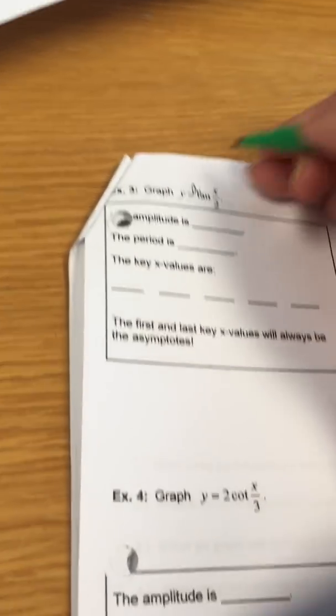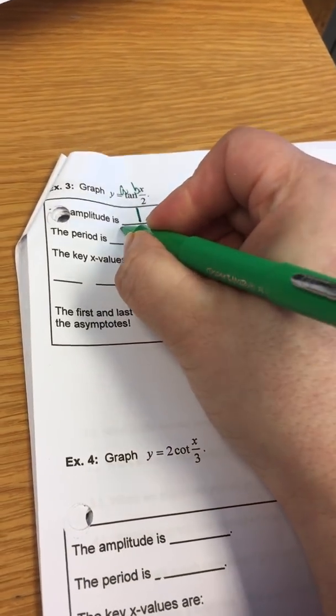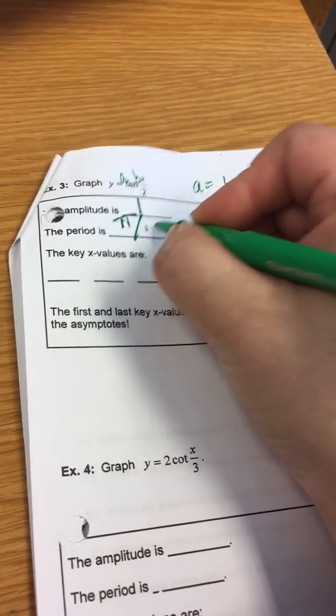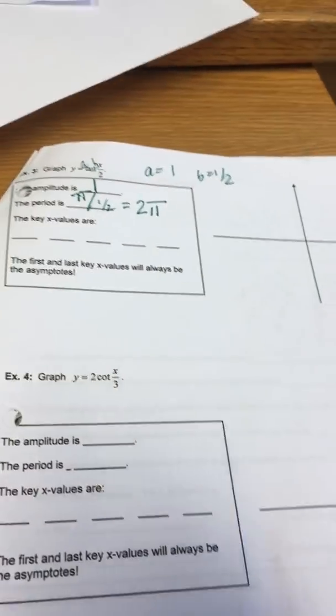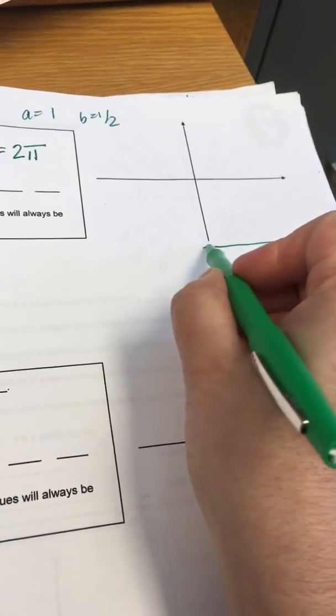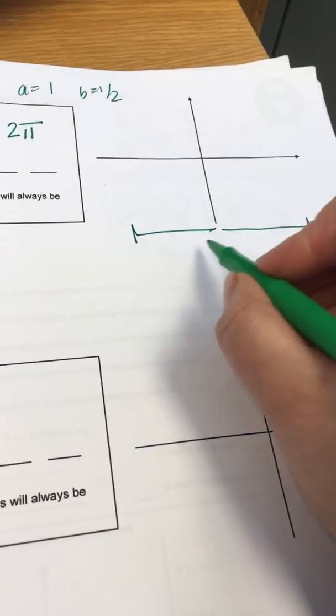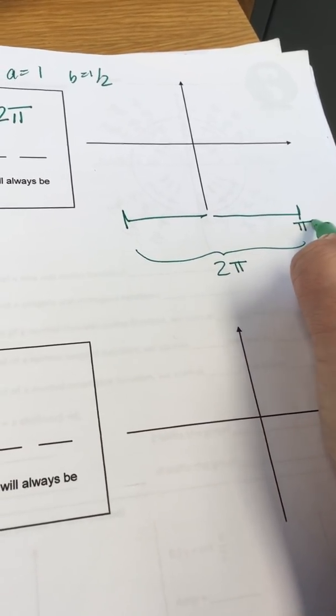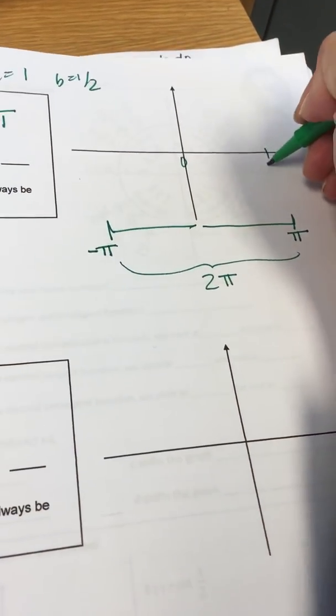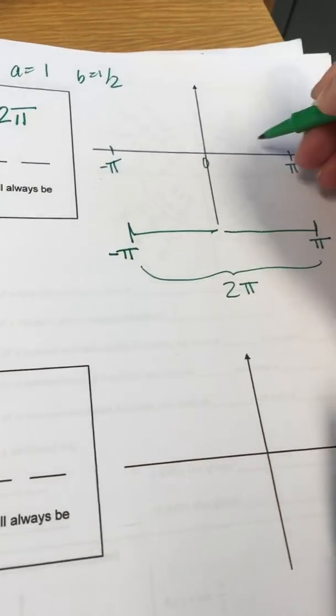Okay. So when you start looking at this, the a value is still in front of it, the b value is still with the x, so a is 1, b is 1/2, amplitude is still 1, period is now pi divided by b, so now it is 2 pi. Okay, tangents. Tangent, half of it goes this way and half of it goes this way. Okay, so if the whole period is 2 pi, I need half of it to go here and the other half to go the other direction. Okay, 0, pi, negative pi.